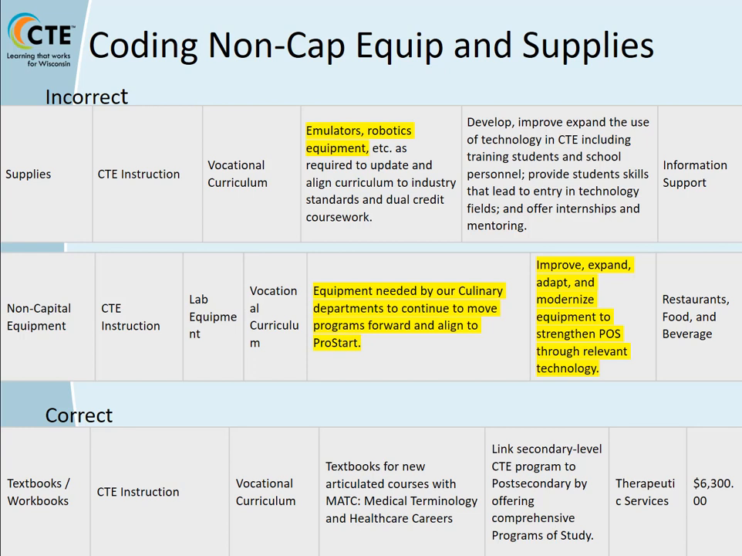In the correct example, we see that textbooks are being purchased, that is for instruction. The description clarifies it's for a new articulated course with MATC, and the rationale for the purchase is to link secondary program to the post-secondary level program. This is a beautiful example showing clear alignment of the purchase with the requirements of the grant.